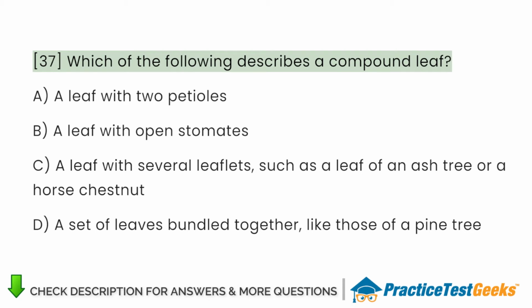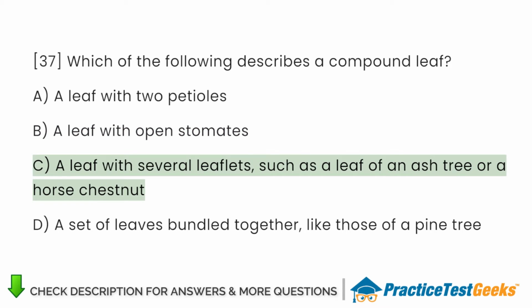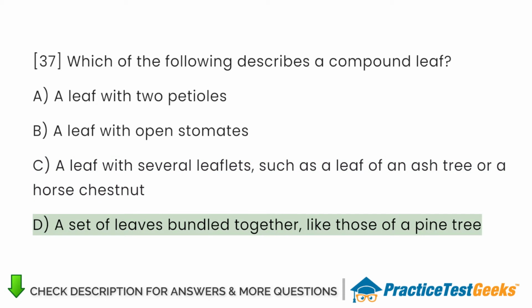Which of the following describes a compound leaf? A. A leaf with two petioles. B. A leaf with open stomates. C. A leaf with several leaflets, such as a leaf of an ash tree or a horse chestnut. D. A set of leaves bundled together, like those of a pine tree.